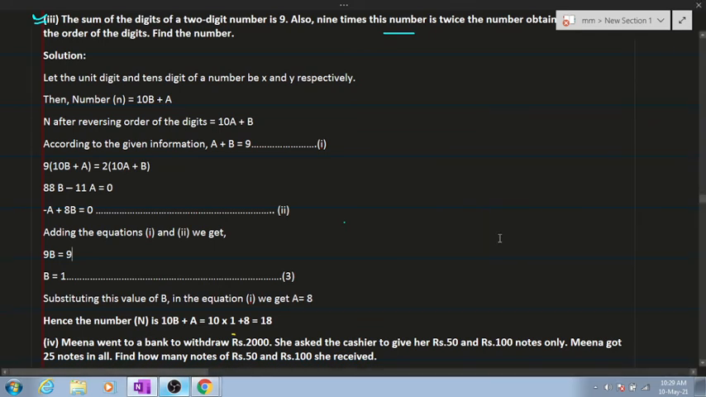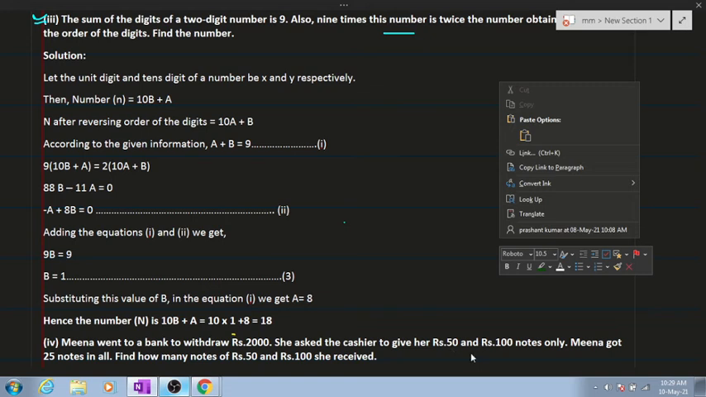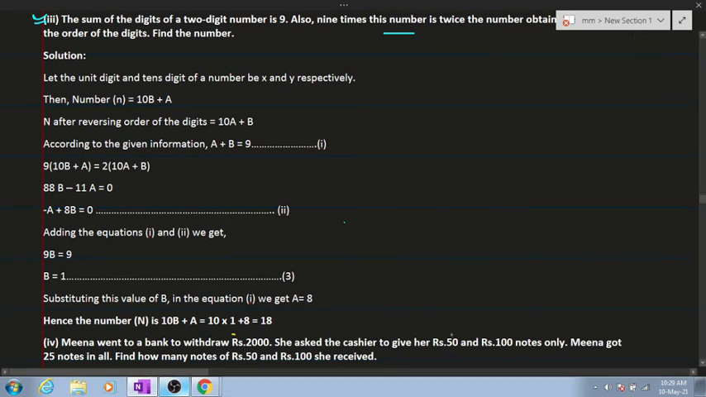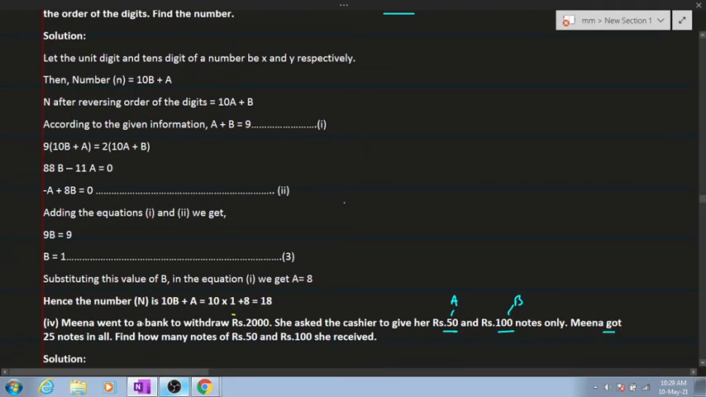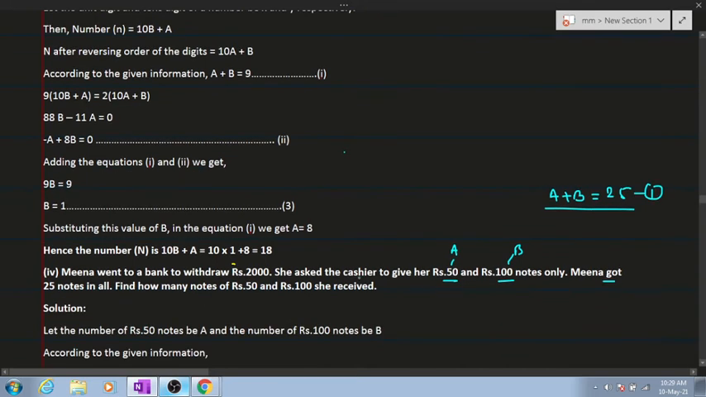Now moving on to the solution, we'll have to assume here, let A be the number of 50 rupee notes and B the number of 100 rupee notes. According to the question, Meena has got 25 notes in all. So the first equation, A plus B equals 25, is not difficult. Since she has 2000 rupees, 50 into A plus 100 into B will give us 2000.